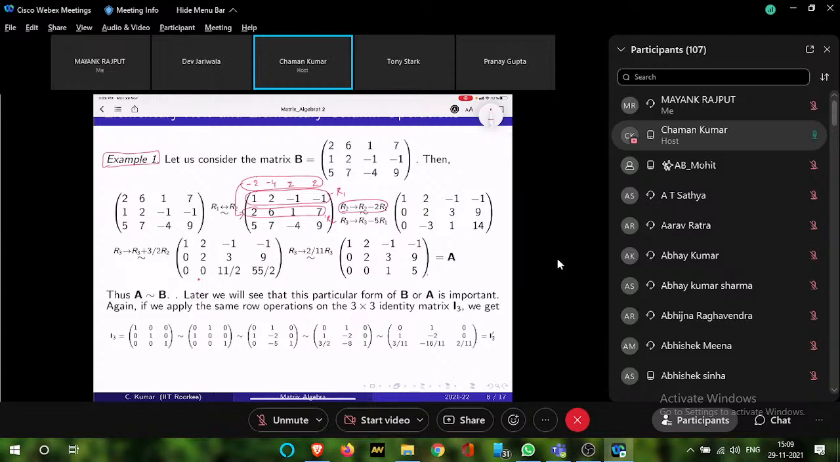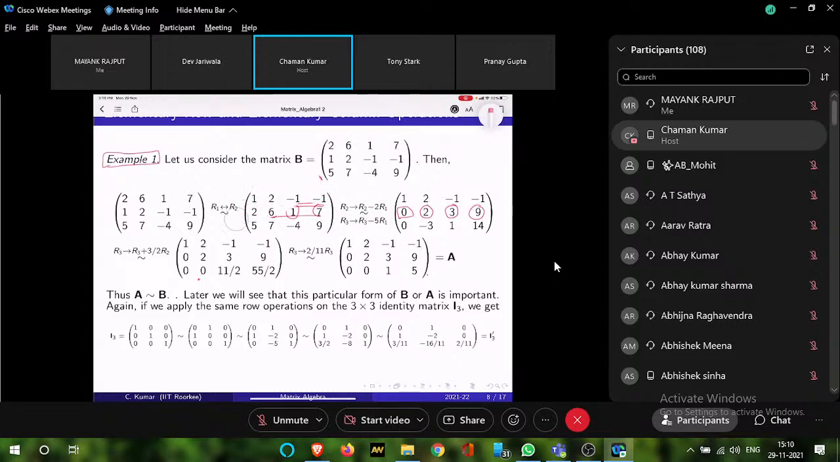So your first element will be 0. Minus 2 plus 2 will be 0. Then minus 4 plus 6 will be 2. So you have 2 here. And then 2 plus 1 will be 3. So you have 3 here. And then 2 plus 7 is 9. So you get 9. So this is now the new second row. Okay, so this you obtain from the operation row 2 minus 2 R1.